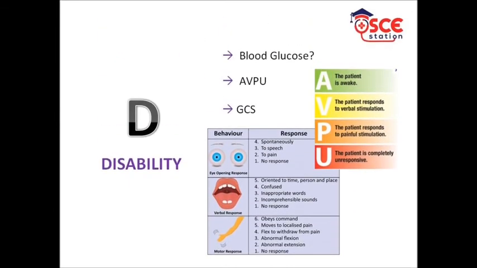D stands for disability. Here, check the patient's glucose levels and ensure the pupils are equal and reactive. You can make a rapid initial assessment of the patient's conscious level using the AVPU method. A for alert, V for vocal stimuli, P for painful stimuli, or U, unresponsive to all stimuli. At this stage, you should also check the patient's drug chart for reversible drug-induced causes of low GCS.